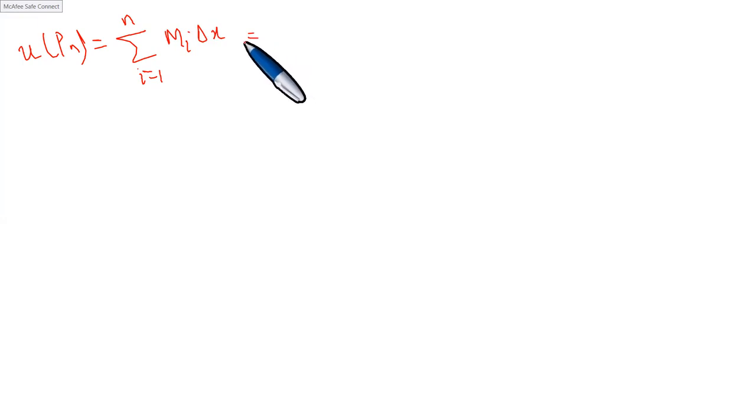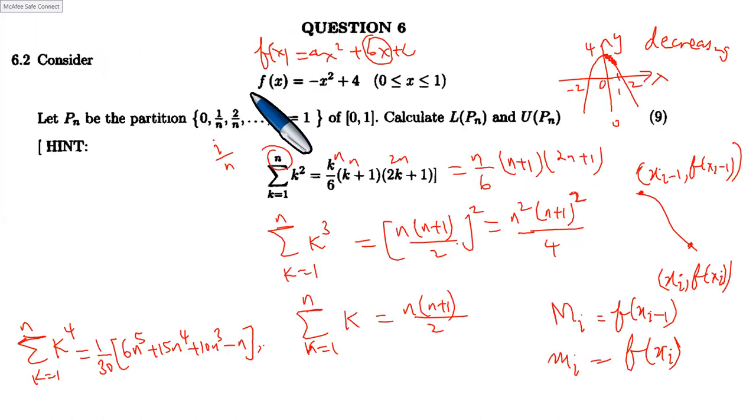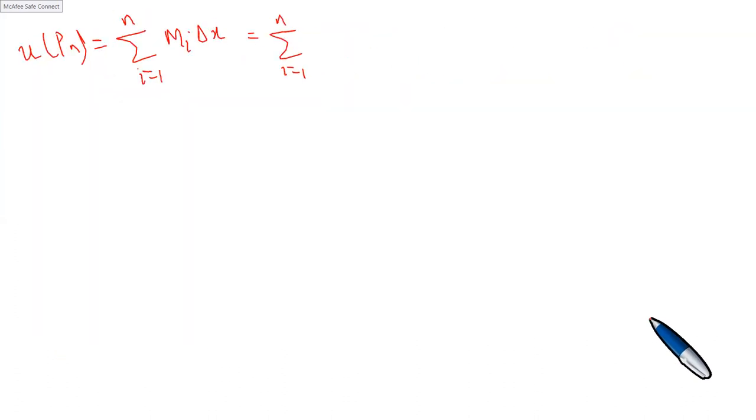Let me do UPN. That way you can track the error. So if you do UPN, use the summation up to n, i equals one, then you do the big M. The big M is going to be this one, which is exactly f(x_{i-1}).